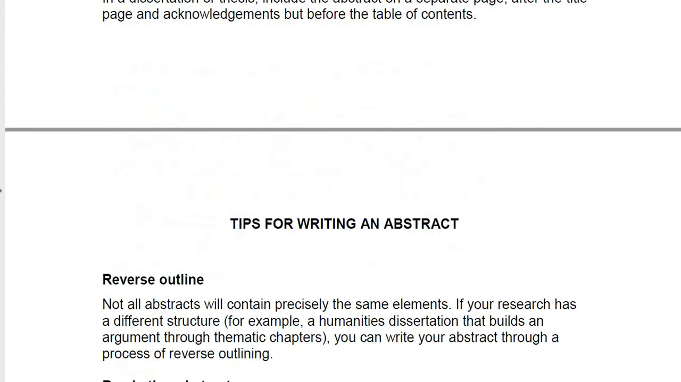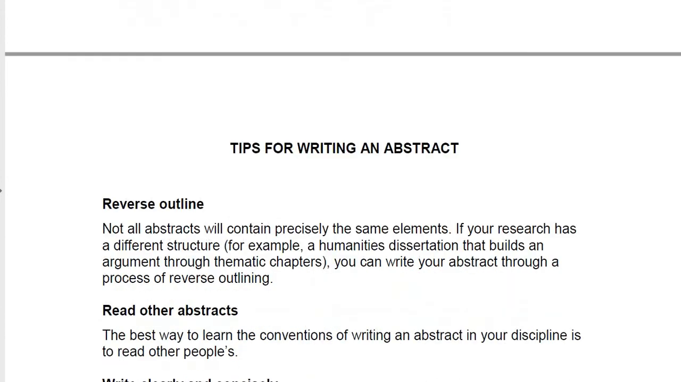I think that's it. Here we are giving you some tips: reverse outline. Here it says not all abstracts will contain precisely the same elements. Your research has a different structure, for example humanities dissertations, more topic-related like this. You can write your abstract through a process of reverse outlining.